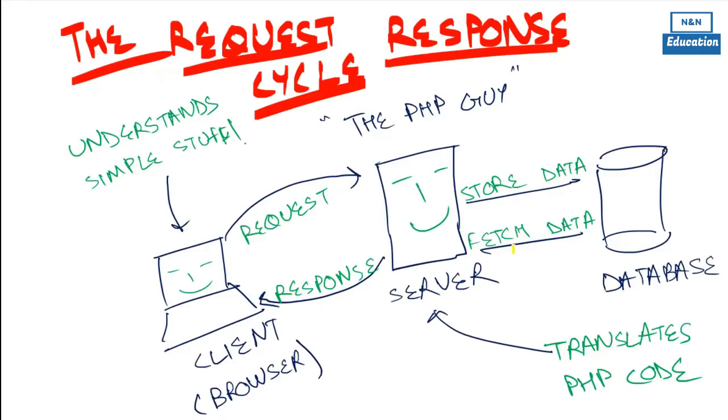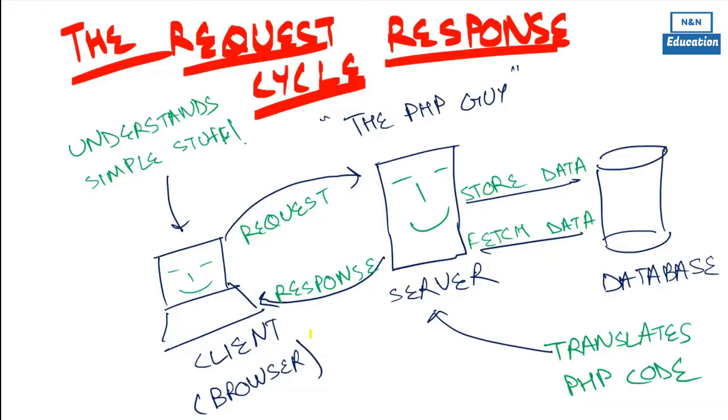So this is what the request response cycle for PHP looks like. You have a client, which is your browser, and it could be any browser, Firefox or Google Chrome or Internet Explorer, doesn't matter. And then you have something called a server. The server is the place where all the web pages are stored, and the client requests the server for web pages, and the server responds with the required web pages.